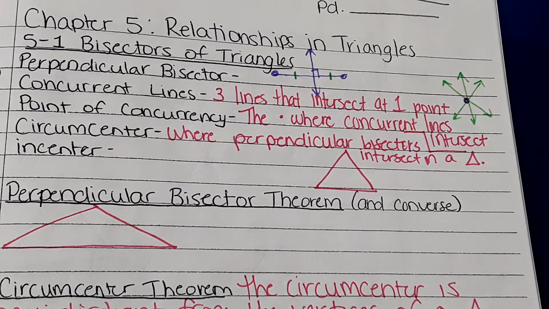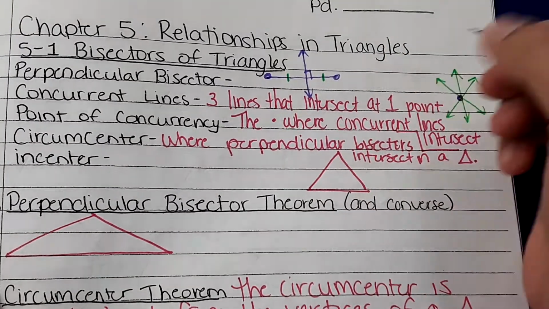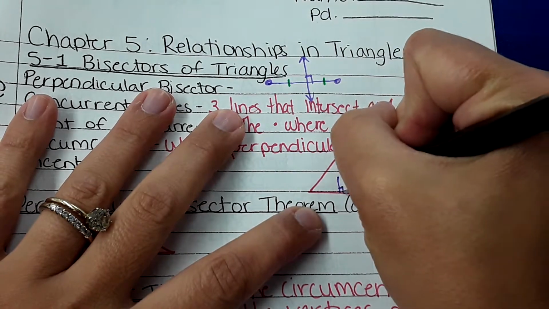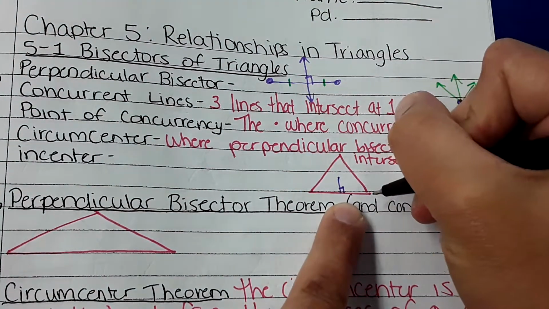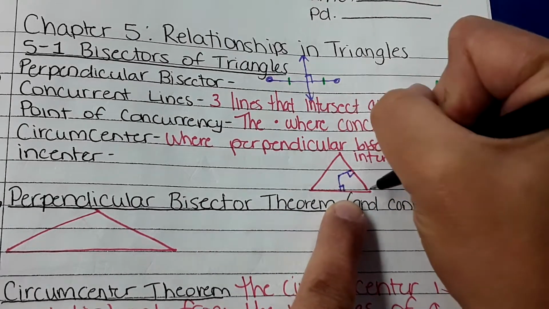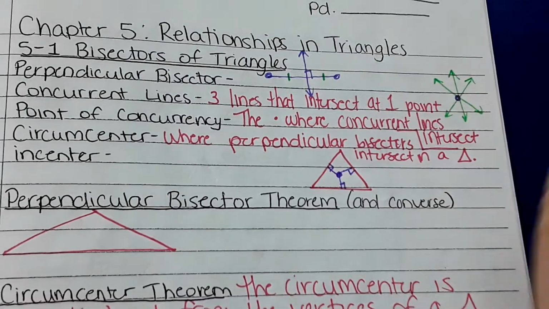Circumcenter, where perpendicular bisectors intersect in a triangle. So if you were to draw a perpendicular bisector from each side, so this line is a perpendicular bisector to this line, this here is a perpendicular bisector to this one, and this here, where they intersect, is called the circumcenter.